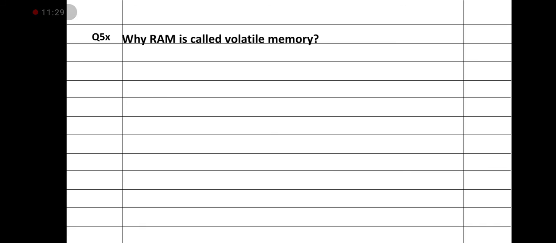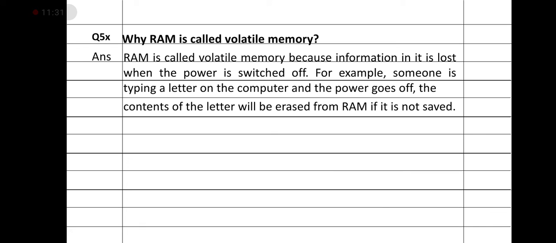Why is RAM called volatile memory? RAM is called volatile memory because information in it is lost when the power is switched off. Like I told you before, in RAM, if you have stored any data or instruction, and the power goes off, your data will be erased or vanish. For example, someone is typing a letter on the computer and the power goes off, the content of the letter will be erased from RAM if it is not saved.